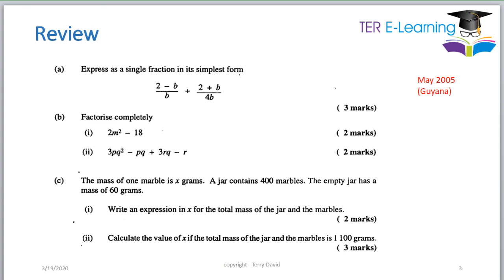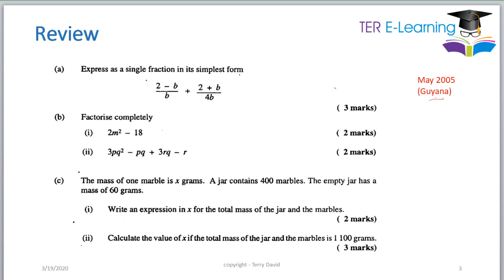So let's begin. By the way, if you all have any questions, either type it in the chat or you can send me a voice note in the WhatsApp chat, all right? So let's start with this paper here. This is May 2005, and it's a paper that was given in Guyana, I believe.